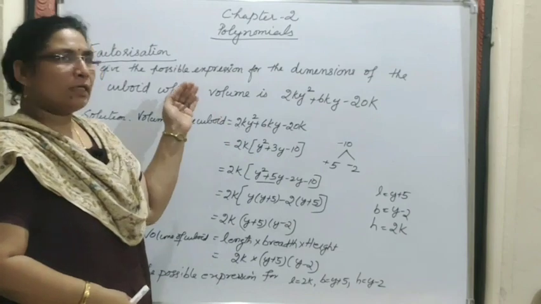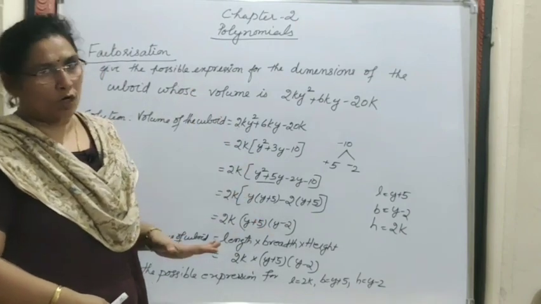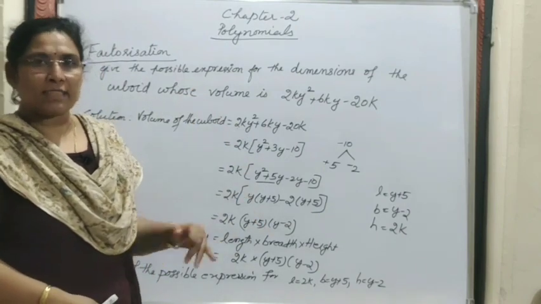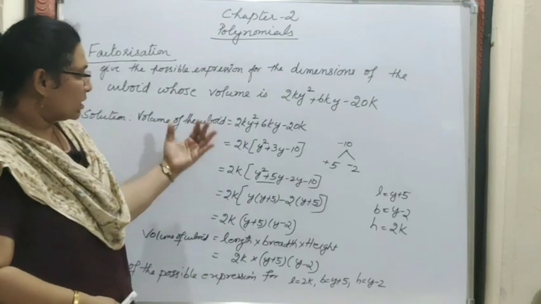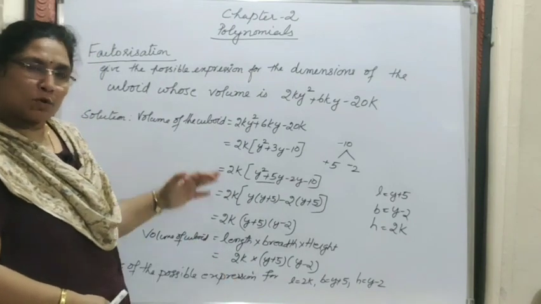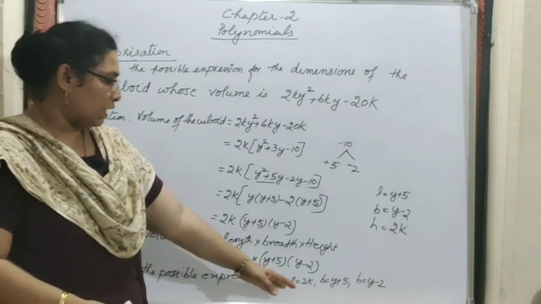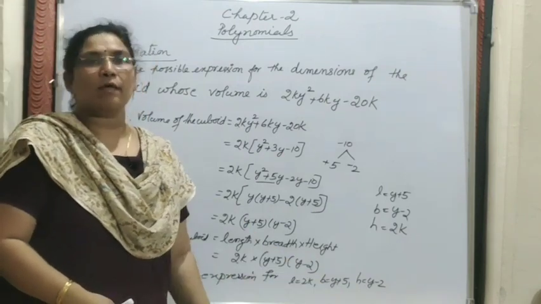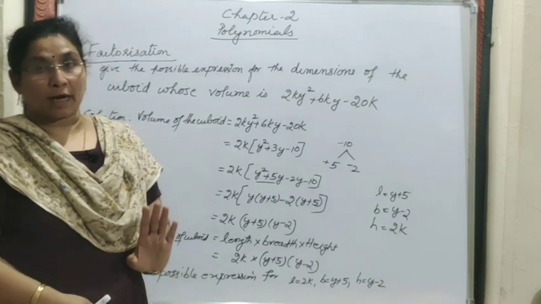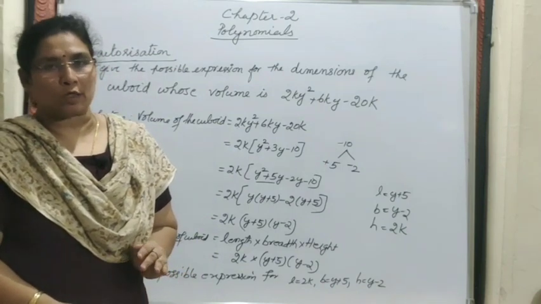Today we completed one area question and one volume question. We have factorized and we have seen the values. Just practice these questions. This is also based on factorization only. For this particular question we got the answer as 2k, y plus 5 and y minus 2. So practice more because it is one of the important topics. Thank you.